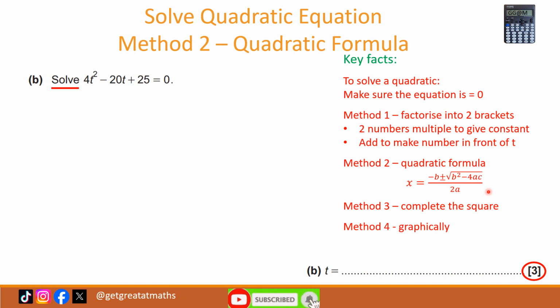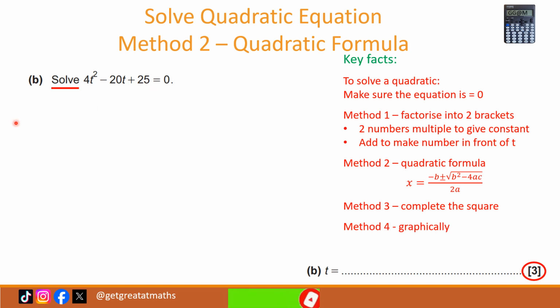Now from here we need to know the values of a, b and c. So these are the values in your quadratic formula, and these literally follow in order from the equation. So a is the number in front of t squared, b is the number in front of t, and c is the number on the end. So here's my value of a, b and c. See if you can write down those values for a, b and c.